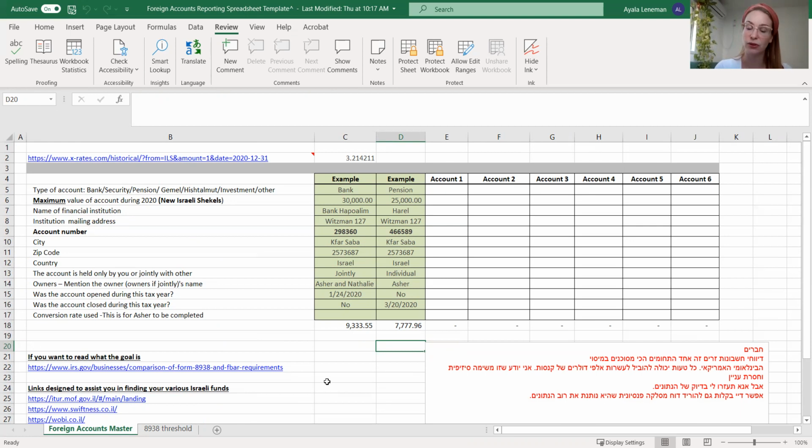However, if you're not comfortable, then we are more than happy to complete this filing requirement for you. If you are above the thresholds that are seen in the second tab, then we will need to report your FBAR for you, as well as the FATCA.